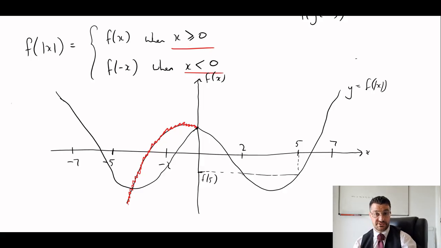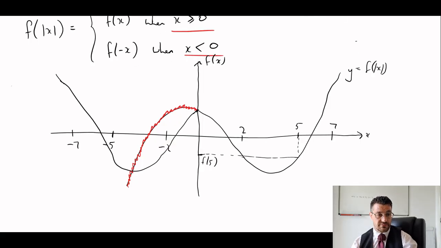Right? So to get the graph of f of the modulus of x, you scrap the bit of the graph of f of x that corresponds to negative values of x, and just reflect the graph that corresponds to the positive values of x in the y-axis. So I mean, you could write that out as a worded description or whatever. I'll leave you to have a go at that.